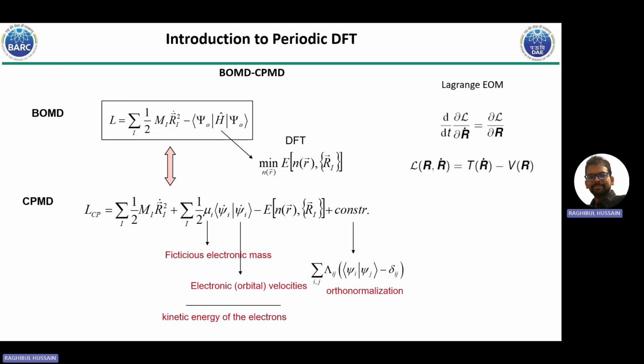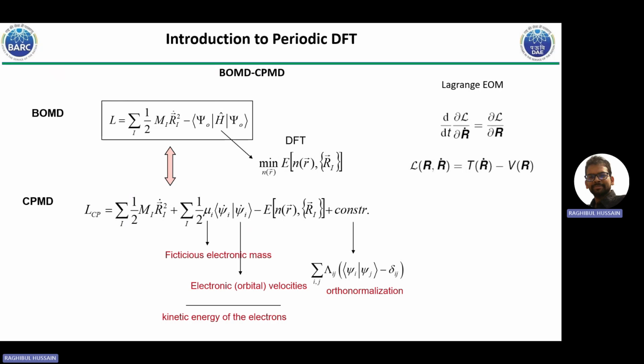As I told you, we can use either the Newton equation of motion or the Lagrangian equation of motion. Both are basically the same and give the same result. Only the representation is different, because Lagrangian mechanics was developed by physicists, and CPMD and BOMD have been developed by physicists, so they always go with the Lagrangian type equation of motion. Also, derivation is much easier in the Lagrangian equation of motion.